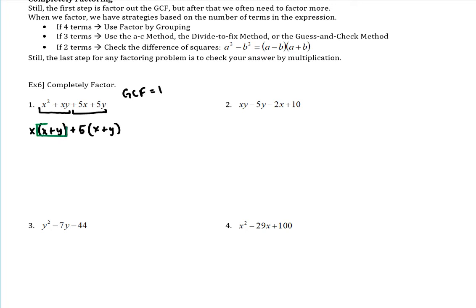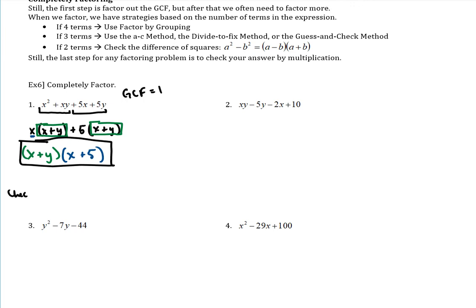Well, in these 2 terms, this x plus y is common in both. So what I'm boxing is common in both, which means I can take that out, just like I did the x in the first grouping and the 5 in the second grouping. So I could take this out to the front. And then I'm left with parentheses, x plus 5. And there we go. And now it's completely factored. So we'll box that up. That's our answer.